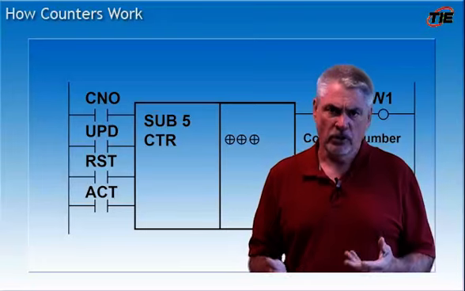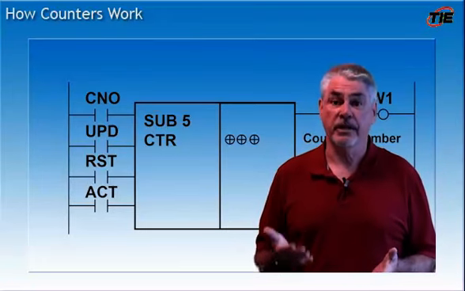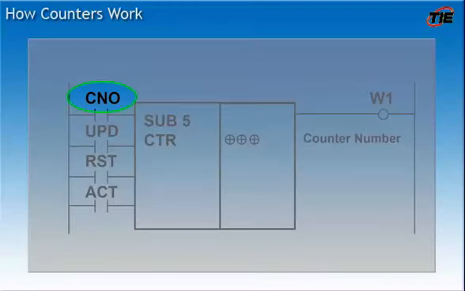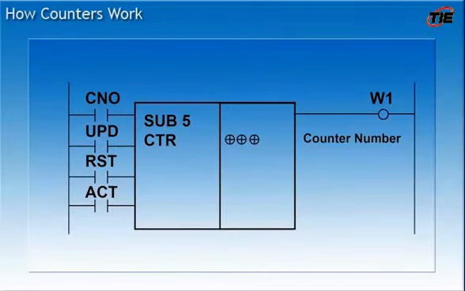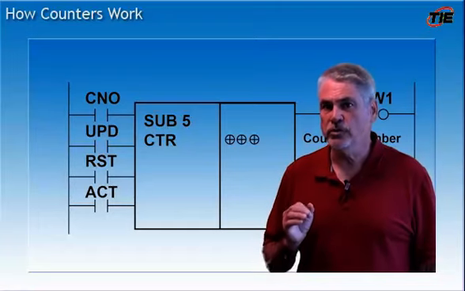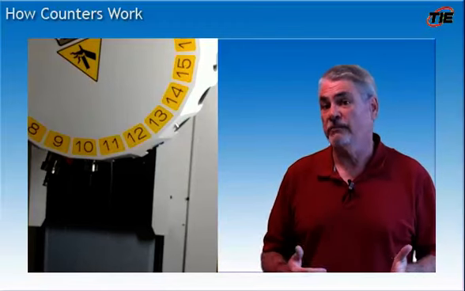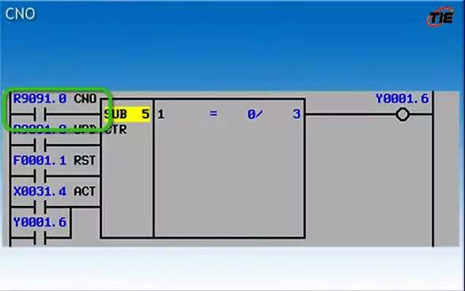Counters, like timers, are assigned a unique number that identifies the counter. There are a couple of additional settings that need to be made for a counter. These involve C&O, up, down, and reset input. Let's talk about these. The contact labeled C&O is used to establish where we start counting. Do we start at 0 or start at 1? If I'm counting something such as a turret location, I want to start at 1. If I wish to count the number of times a tool has been used, I would start at 0. If I set the C&O contact low, the counter starts at 0. If I set the C&O contact high, the counter starts at 1.